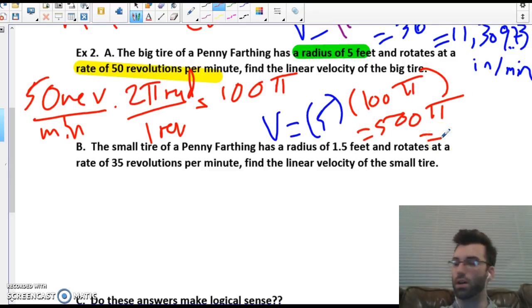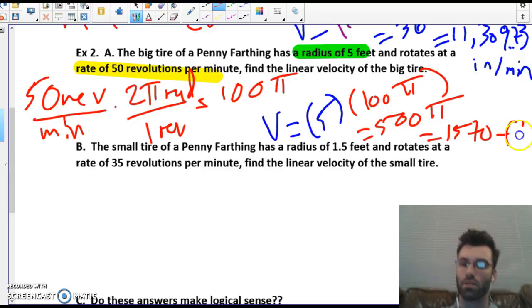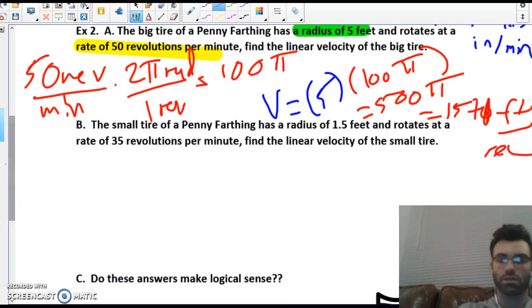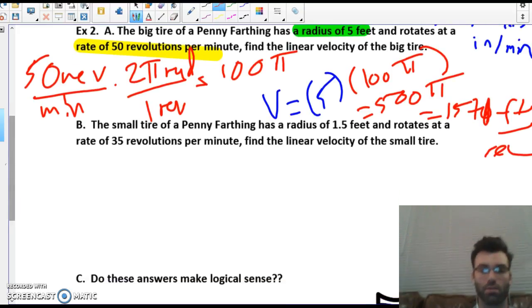And that's about 1570 feet per second. It'd be 1571 if you round it up. All right, 1571 feet per second. Similarly, we got to do our small tire. Okay, can't forget about the small tire.